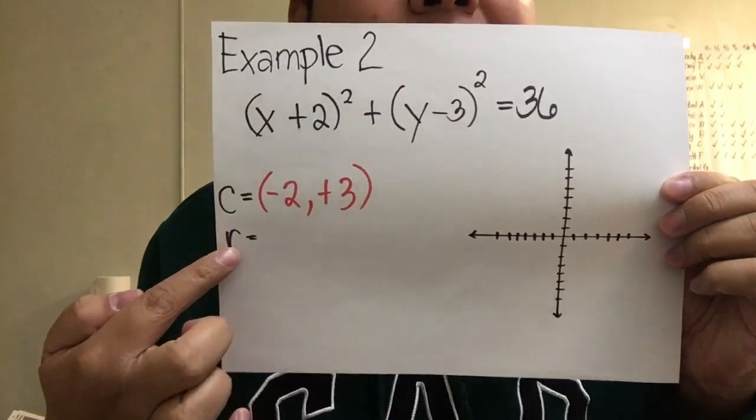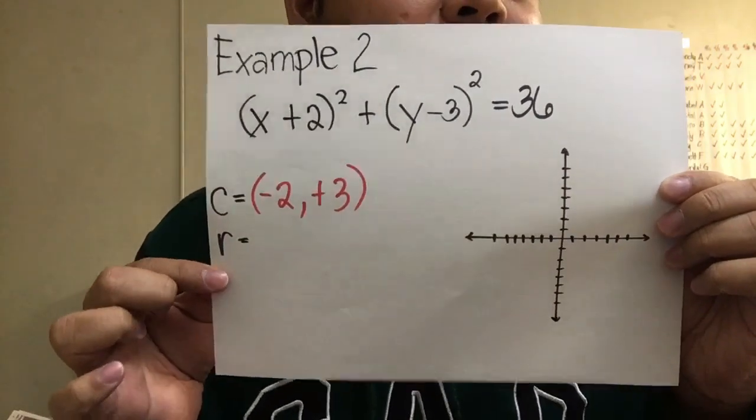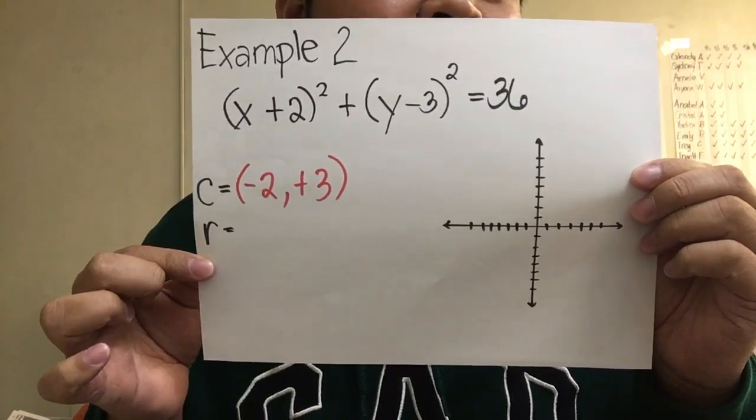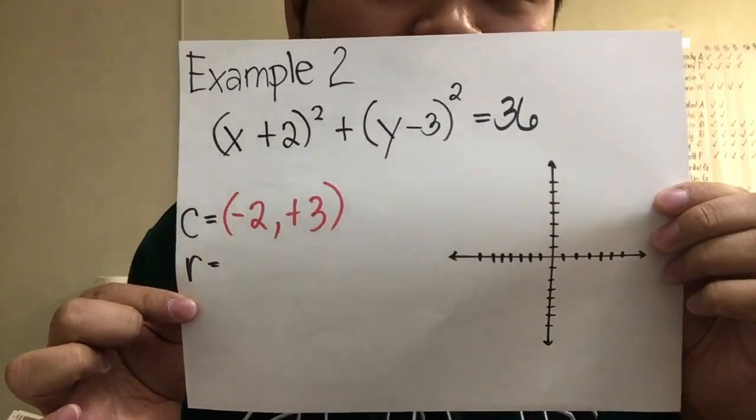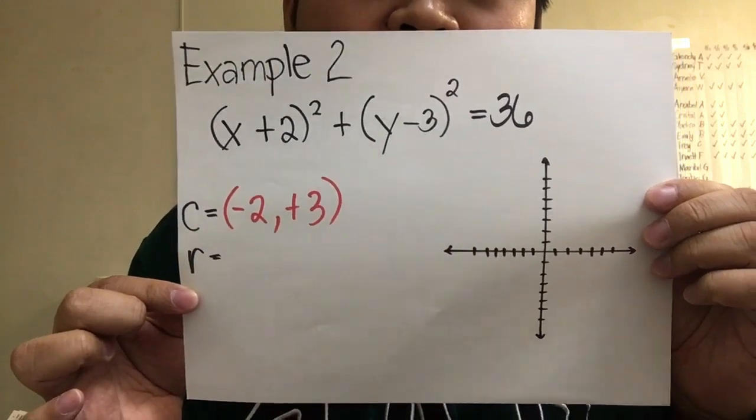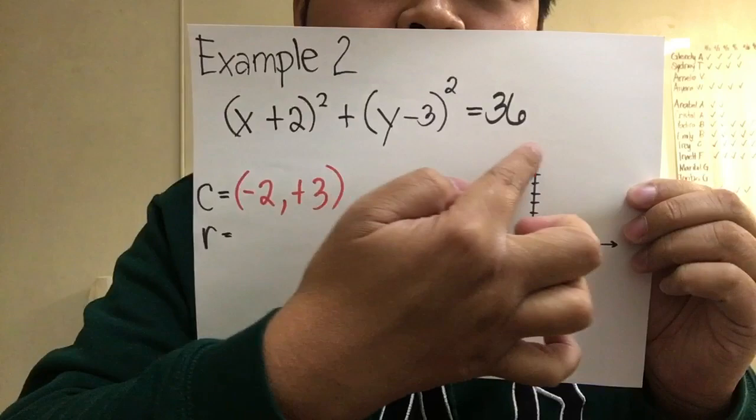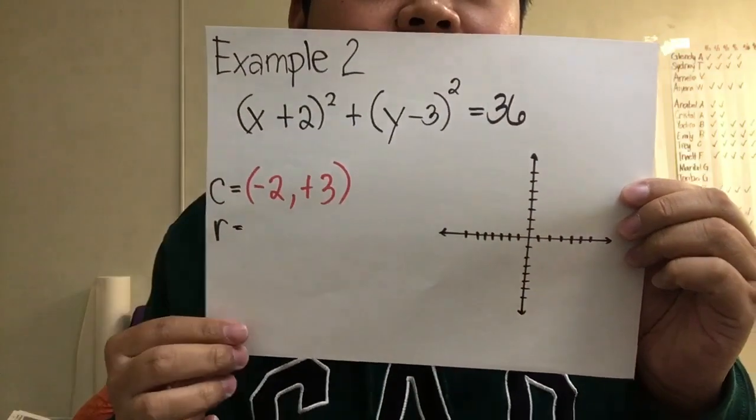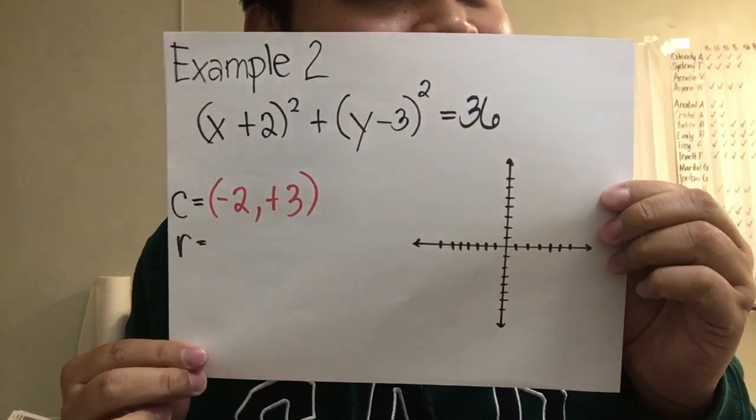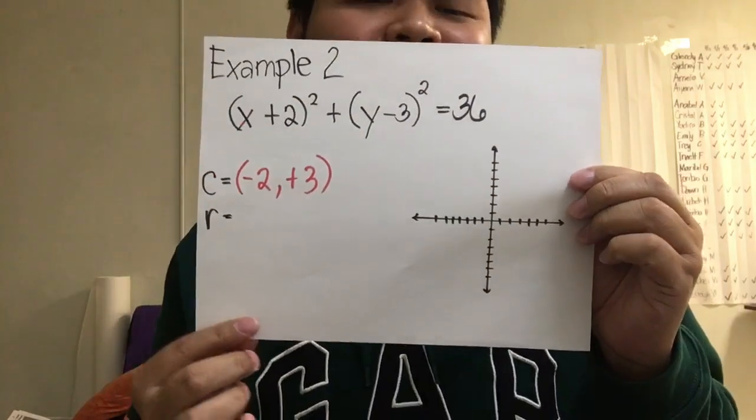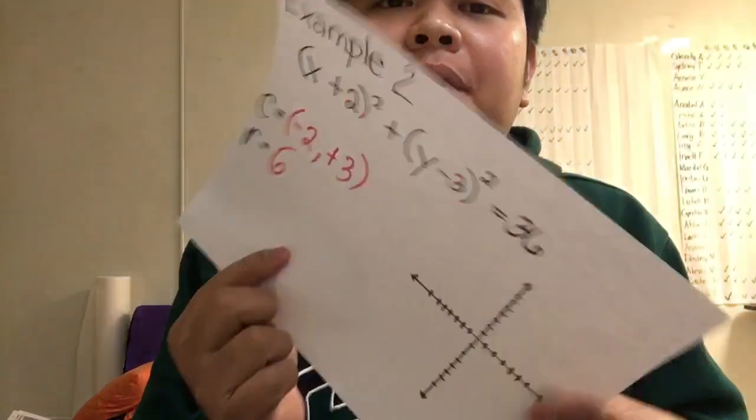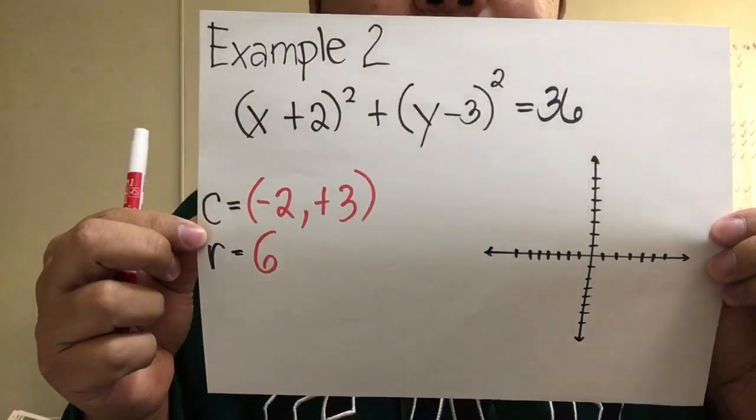Now, how do we find our radius? What's the process again? We need to take the square root of the equal number. So square root of 36 is 6. That's correct, because 6 times 6 is 36. Now we can start graphing.